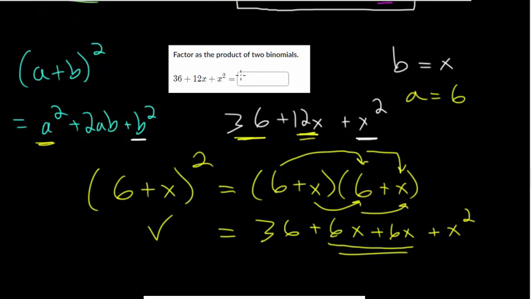So from here, we can just write it in our box. We have (6 + x), and we're squaring it. Now, if you wrote it as (x + 6) squared, that would technically be correct as well. So either way works.